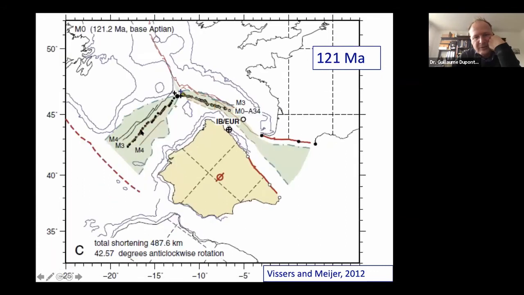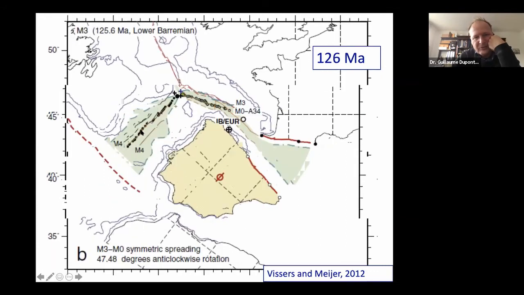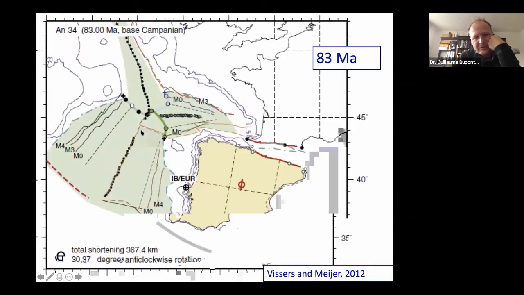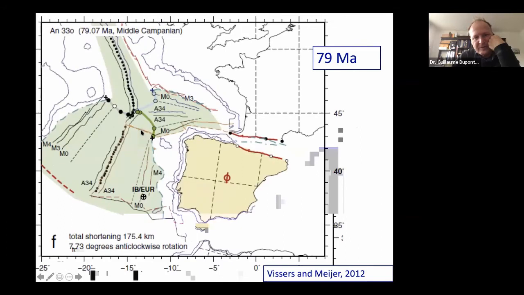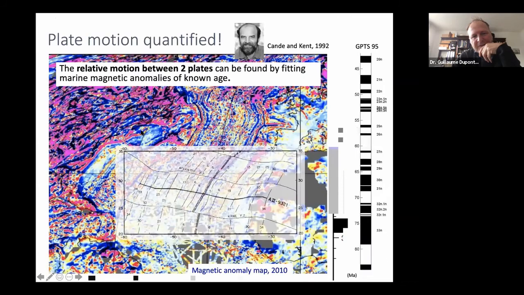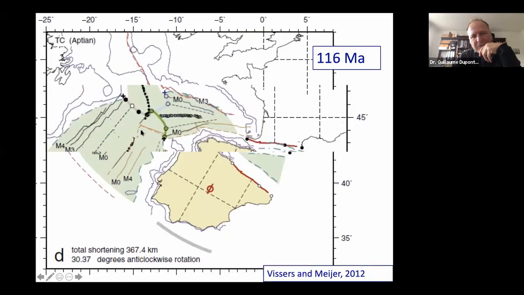So this is what it used to be when it was all closed, okay? And then when you open it, it rotates Iberia. Okay, do you understand how it works?